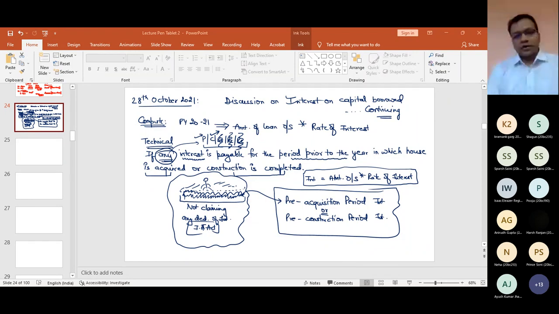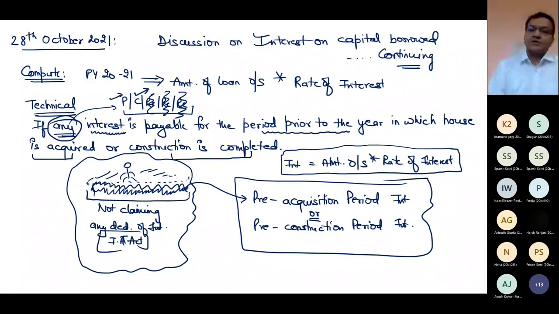Okay. Now, one thing is sure. When can you check whether there is any pre-acquisition period interest or pre-construction period interest? How will you check it? You simply check if any interest is payable, and interest is payable when a loan is outstanding. So when there was any loan outstanding in the year before the year in which the house is acquired or construction is completed, then you have this pre-acquisition or pre-construction period.